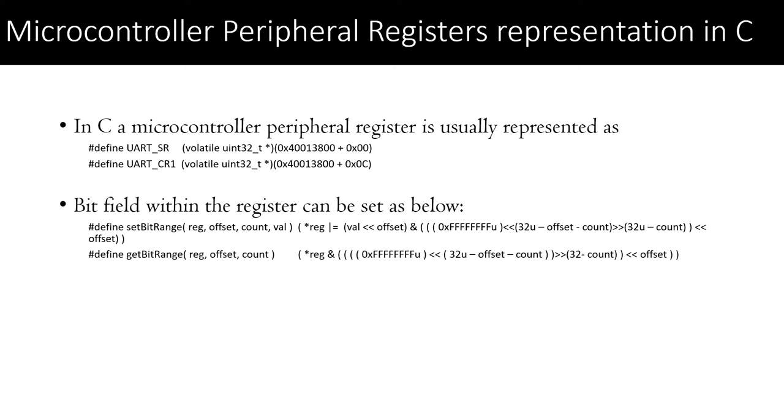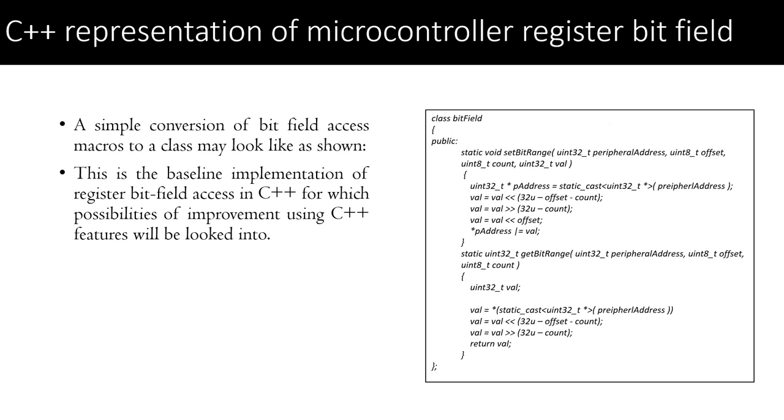So let's try to achieve that in C++. A simple program to program a bit field within a given register in C++ can be implemented using a class and providing two methods, set bit range and get bit range, which take 3 inputs for get bit range and 4 input arguments for set bit range.